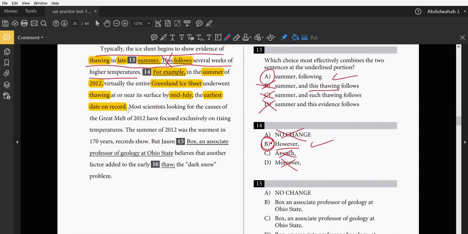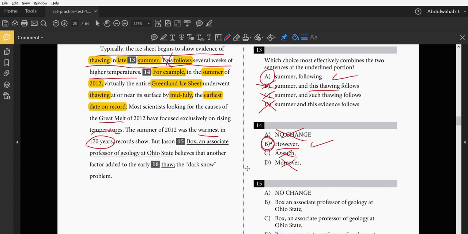Moving on. Most scientists looking for the causes of the great melt of 2012 have focused exclusively or mostly on rising temperatures. The summer of 2012 was the warmest in 170 years, records show. But Jason Box, an associate professor of geology at Ohio State, believes that another factor added to the early thaw, which is the dark snow problem. Now let's take a look at questions 15 and 16.